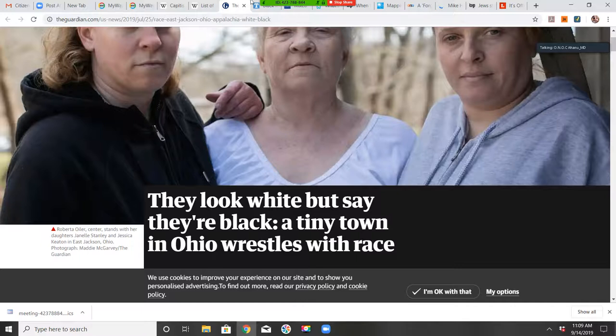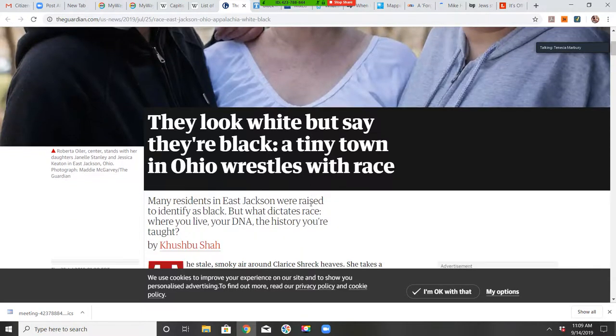And a tiny town in Ohio wrestles with race. I think that's in Fort Jackson. Yep, I think that's the name of the town in Ohio. It's real tiny, and I remember seeing something on YouTube, a whole interview surrounding that. The subtitle says many residents in East Jackson were raised to identify as black. Oh, East Jackson, I'm sorry, close.